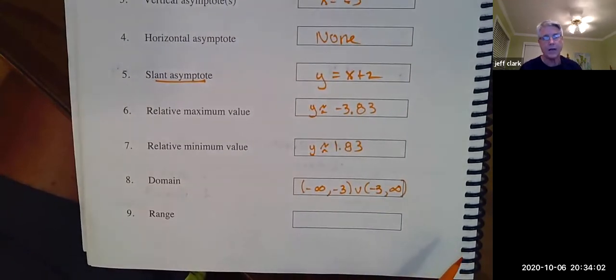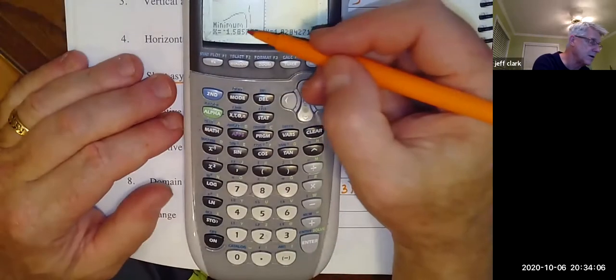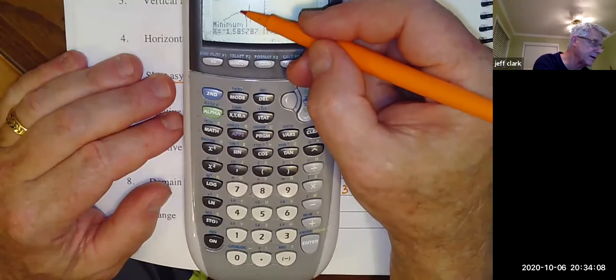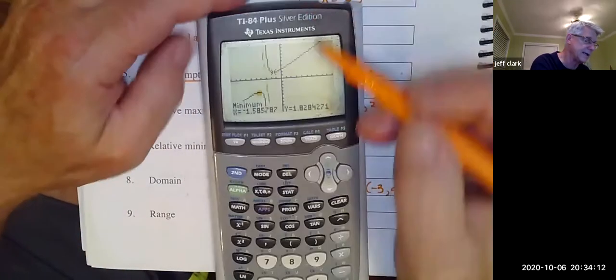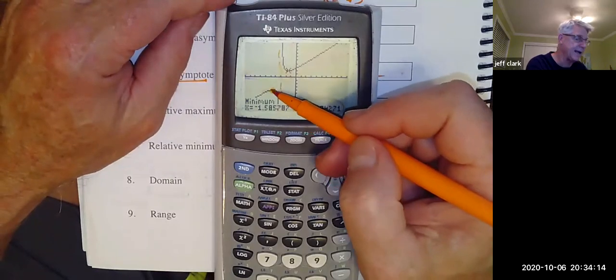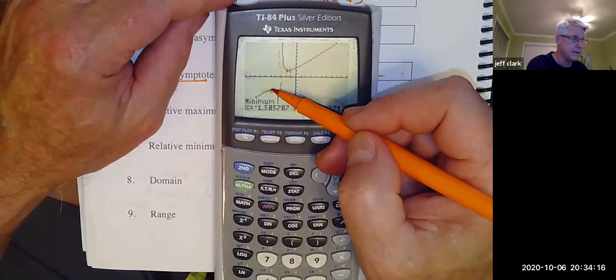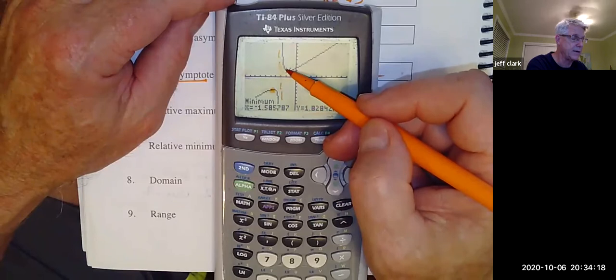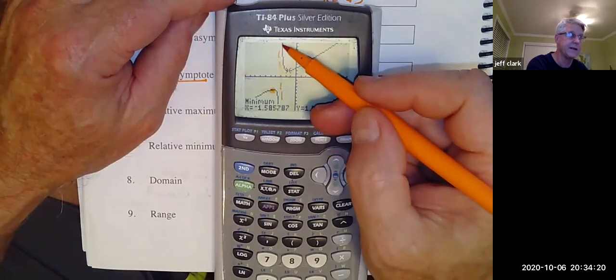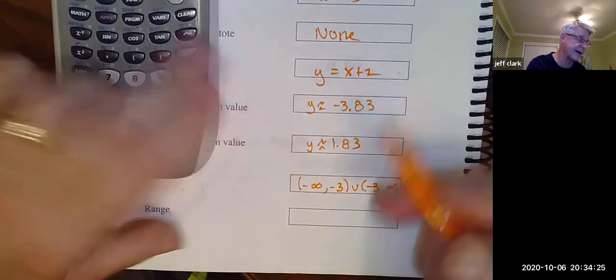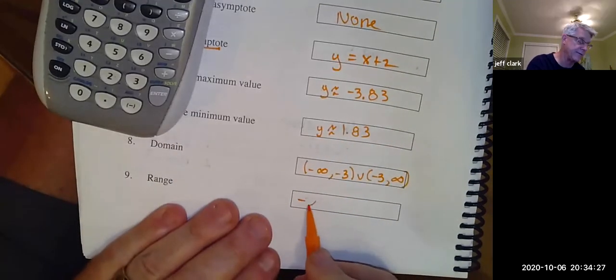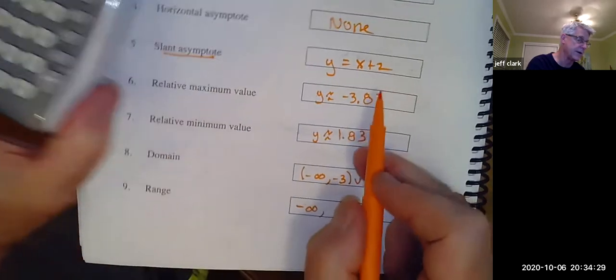And the range is how low to how high. Okay, so -infinity up to here. And then you start over again. You can't see that. So -infinity up to here, and then you jump up here to the minimum up to infinity. So -infinity up to this Y, looks like it's a maximum, relative maximum.